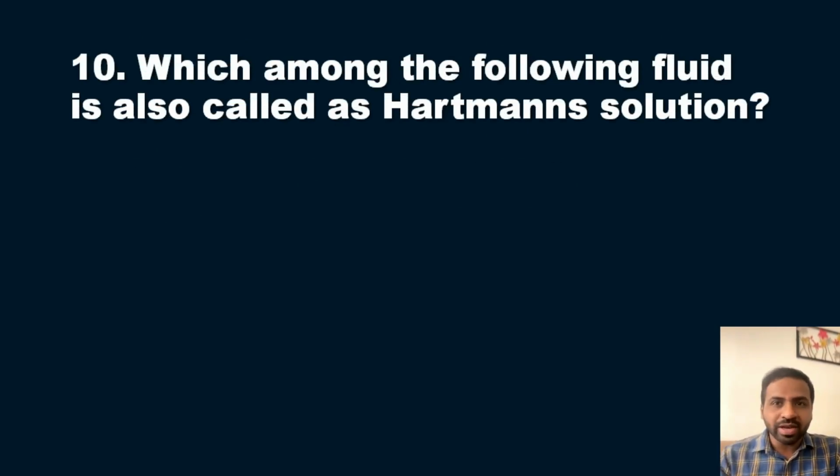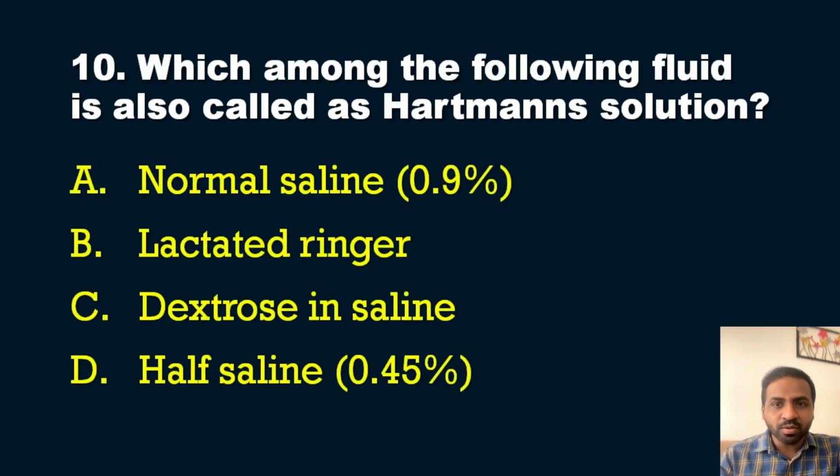Now we'll move on to the next question, that is question number 10. The question is, which among the following fluids is also called Hartmann's solution? Direct question again. This is a regular fluid that we use in clinical settings, and the options for you are: the first one is normal saline, that is 0.9% saline; B, lactated Ringer or Ringer lactate; option C, dextrose saline, that is our DNS; and the final option is half saline or 0.45% saline.